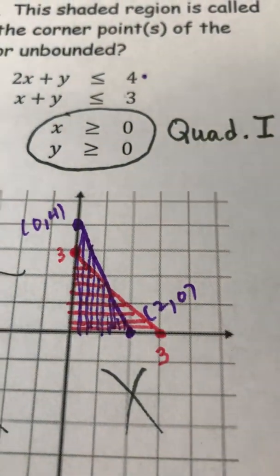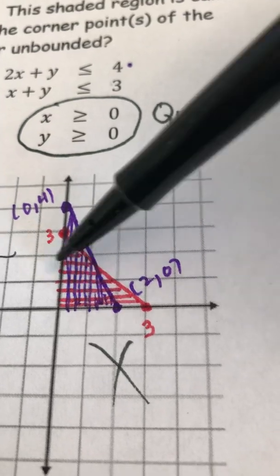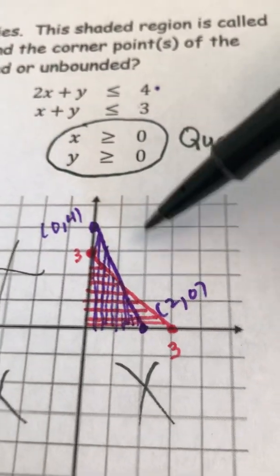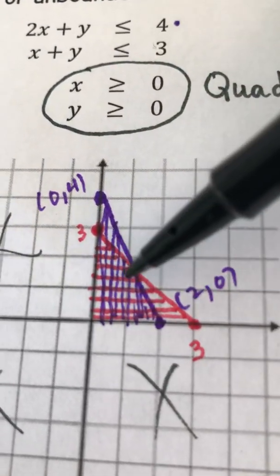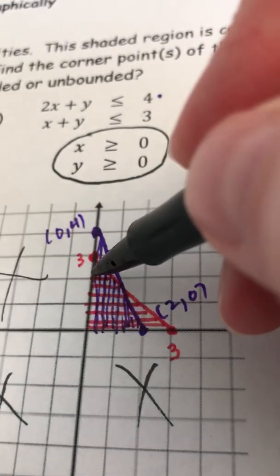So in here you have just purple, purple and red, just red, and out here you have no purple or red. So where the two colors overlap is your feasible region. And I'm going to make that a little darker.